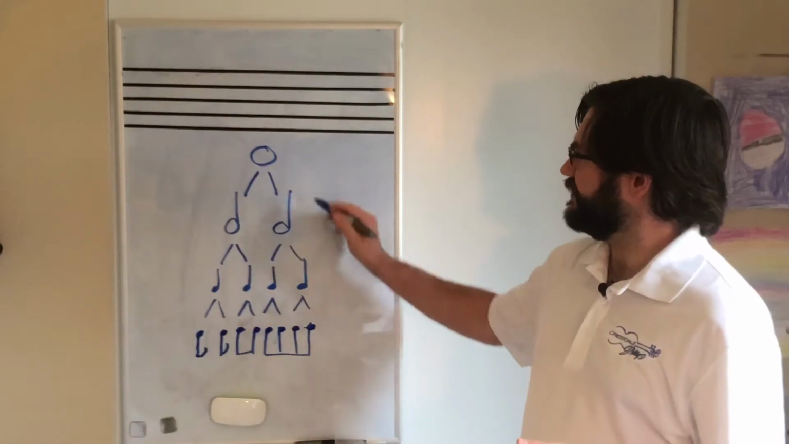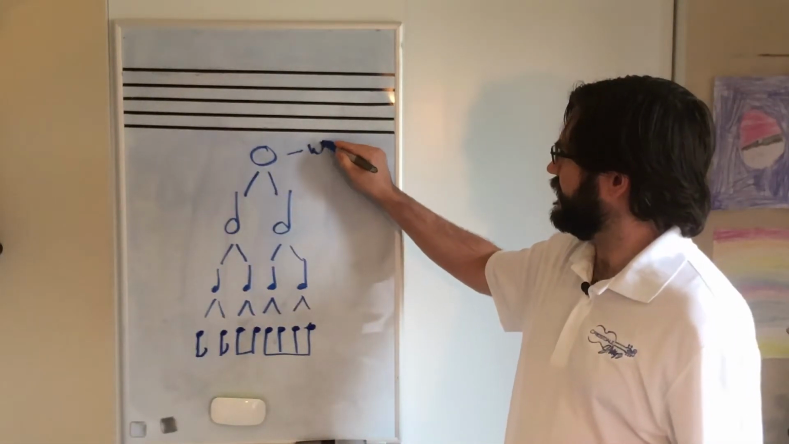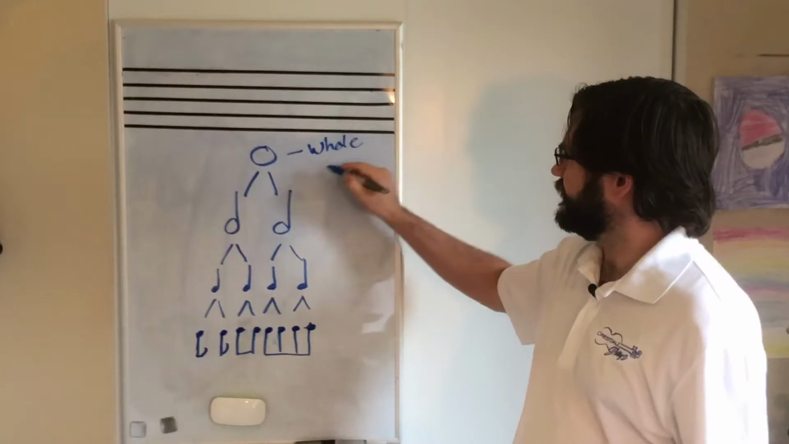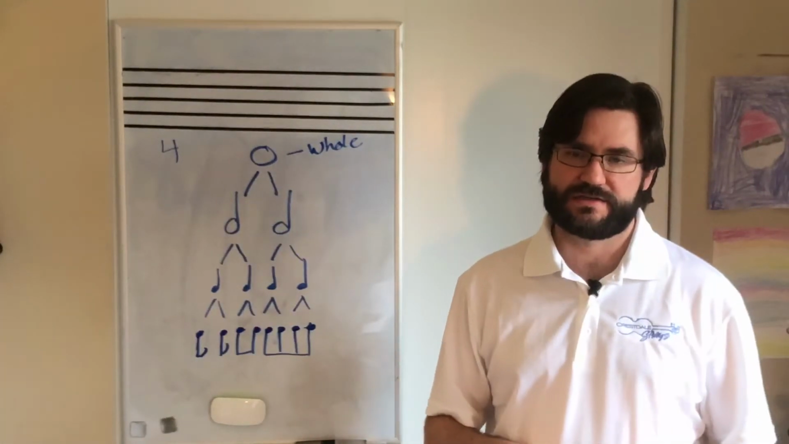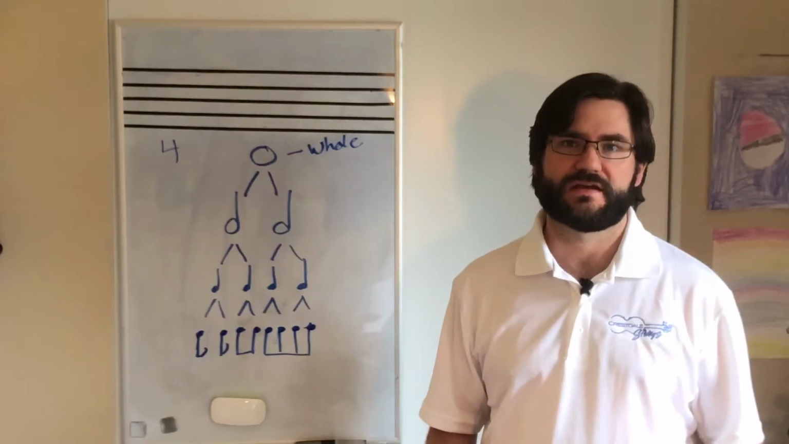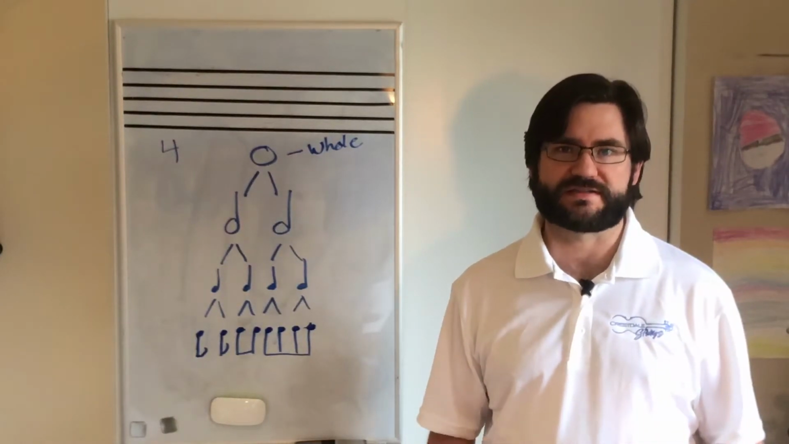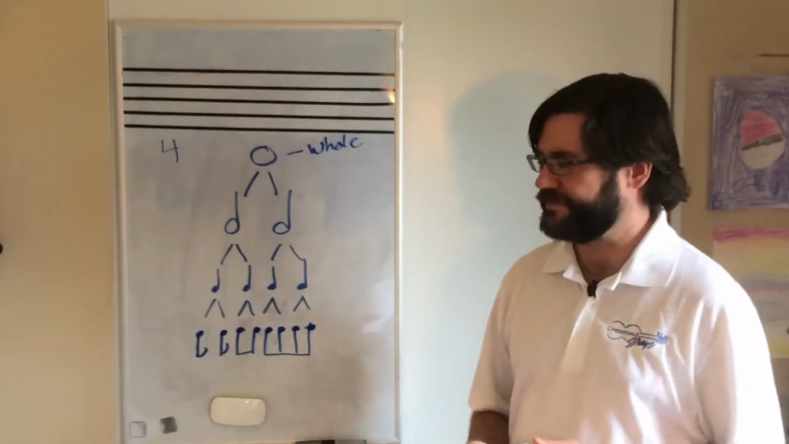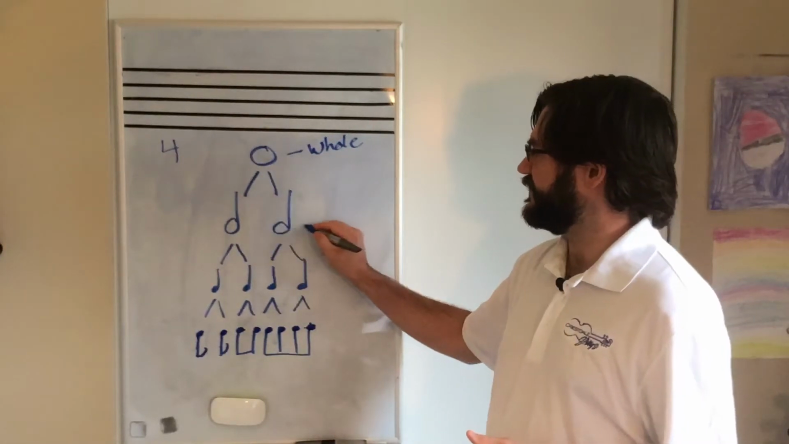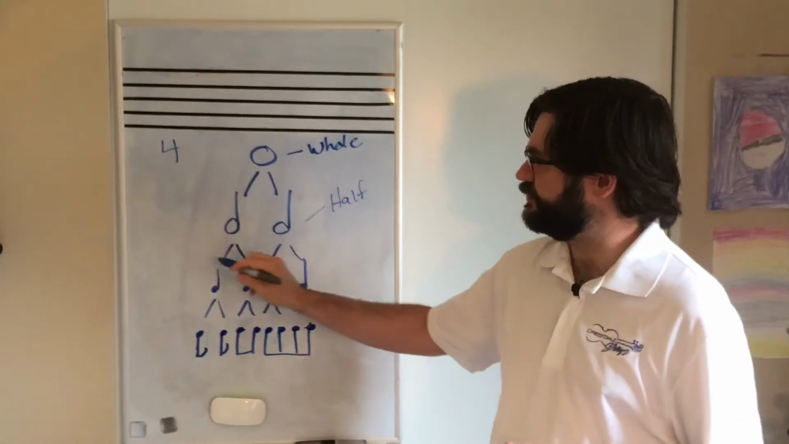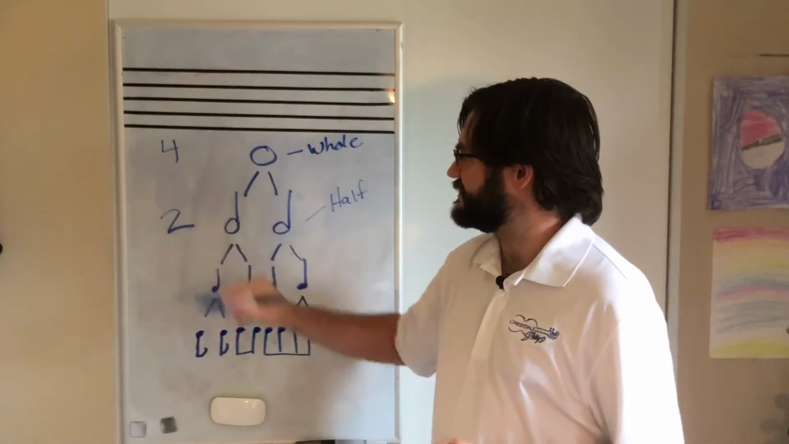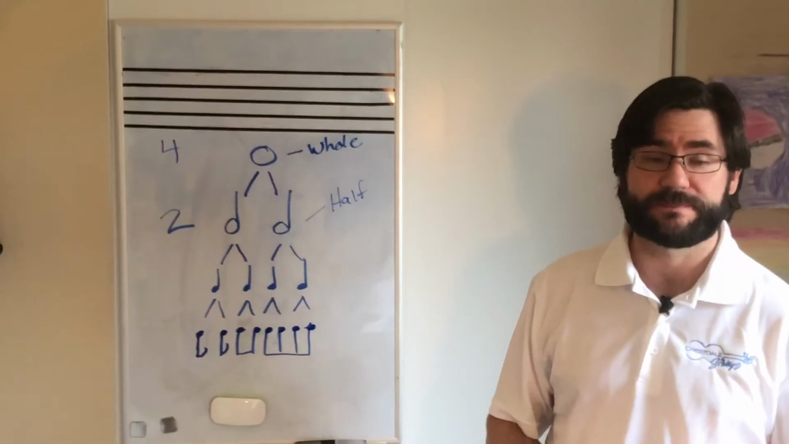When we start out, this here is a whole note. It lasts for 4 beats. So if you have a beat, it would last for 4 clicks and stop on the 5th. It can be divided into half notes. There are 2. Each one lasts 2 beats.